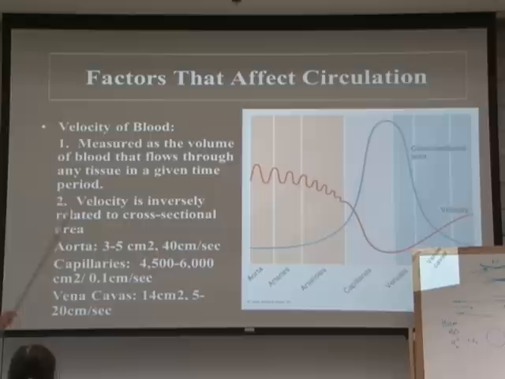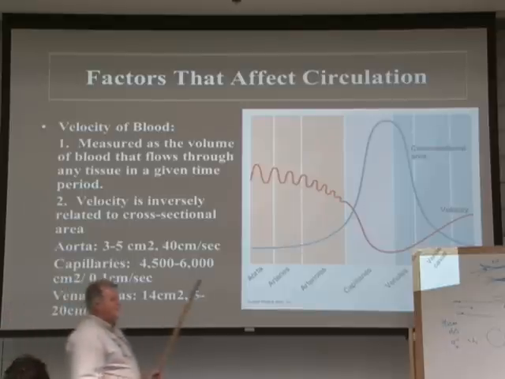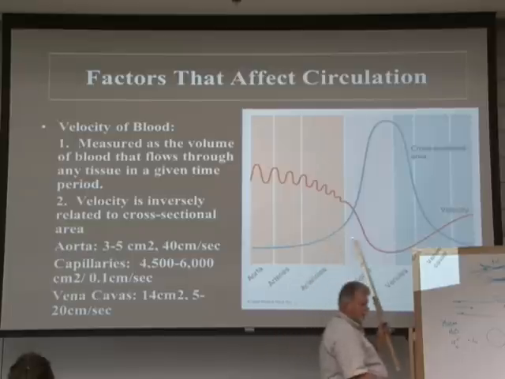That's what it would really look like. So if we look at velocity, that's the speed at which blood is traveling, then velocity is inversely related to cross-sectional area. So a cross-sectional area is how many branches that we have.